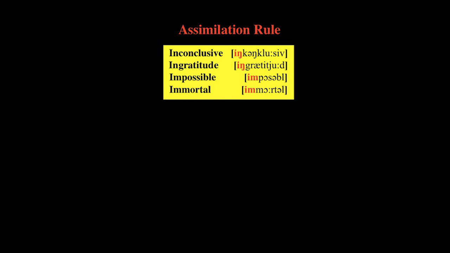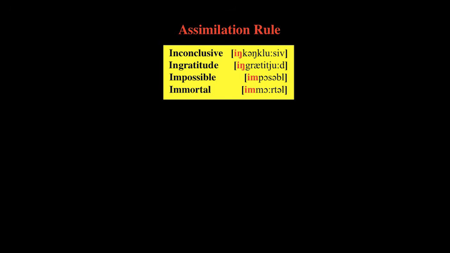Another example of assimilation in English, this time has to do with the prefix in that is added to words in order to mean the opposite. For example, conclusive plus in becomes inconclusive. Gratitude, adding the prefix in, becomes ingratitude. Possible plus the prefix in becomes impossible. Mortal plus the prefix in becomes immortal. But how do we actually pronounce in when it is added to the stem?